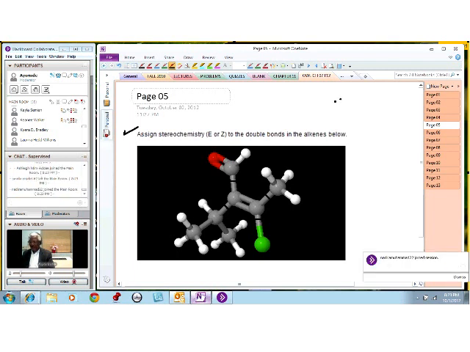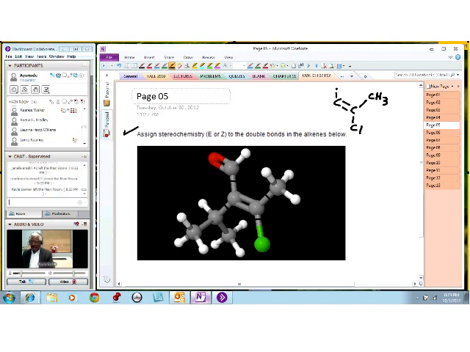So we have the carbon-carbon double bond. One carbon is attached to a methyl group right here, and this other one is attached to a chlorine. And then this here is attached to a carbon-oxygen double bond, and then hydrogen. That is the aldehyde functional group right here. And then this is also attached to an isopropyl group. So what they want us to do now is to assign the EZ stereochemistry to this carbon-carbon double bond.